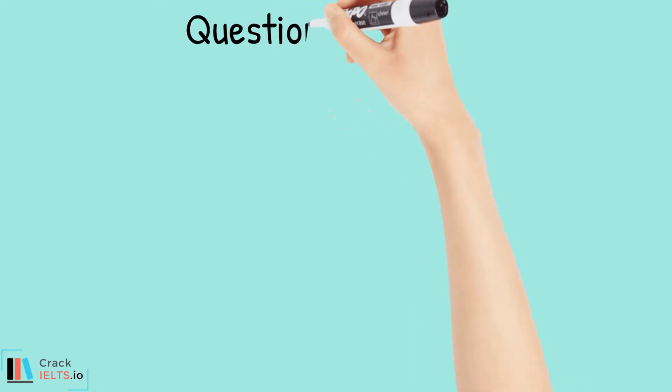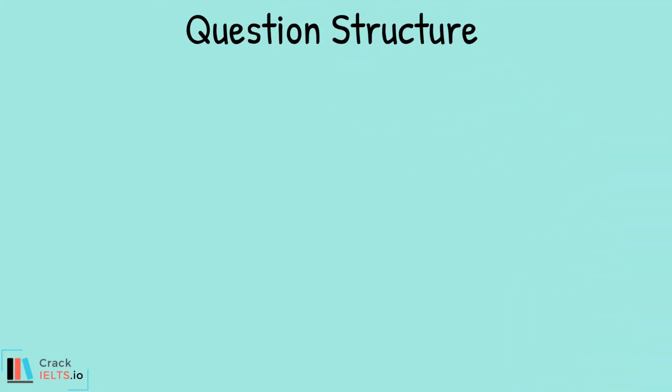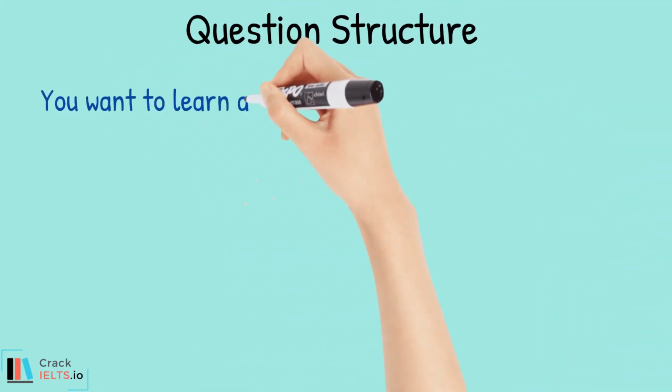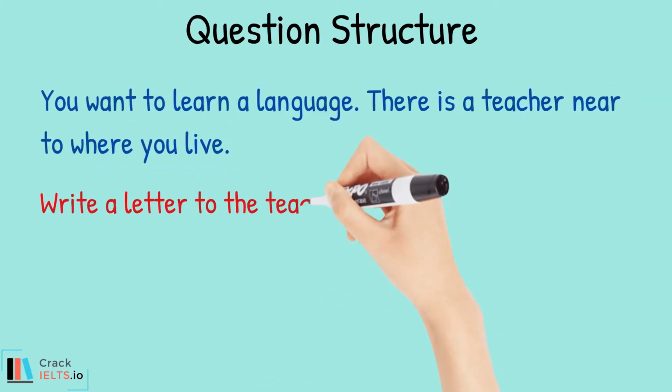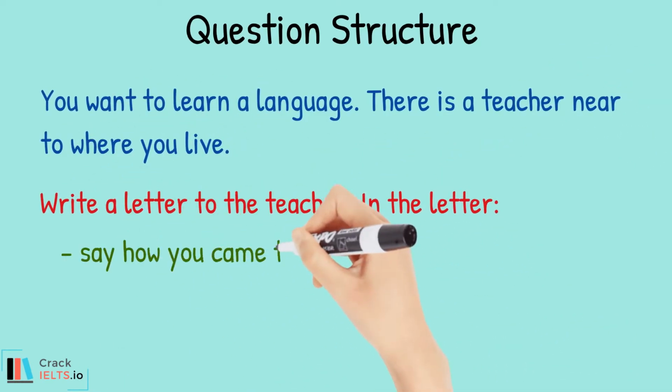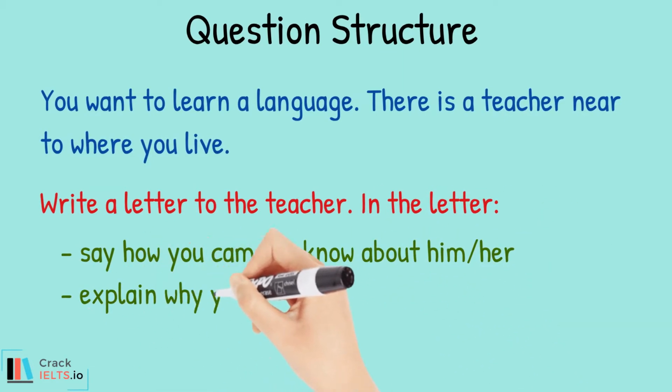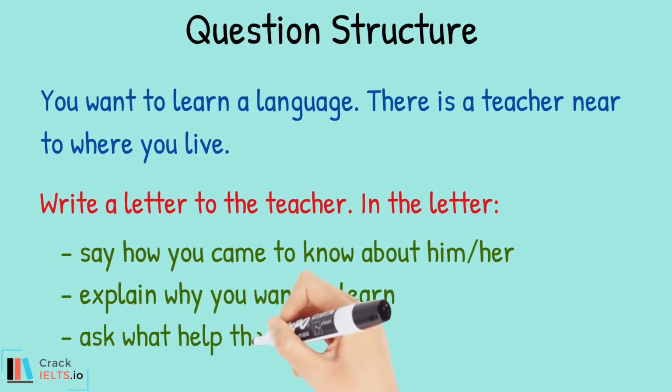Here is the sample question for a request letter color coded as per the structure. You want to learn a language. There is a teacher near to where you live. Write a letter to the teacher. In the letter, say how you came to know about him or her. Explain why you want to learn. Ask what help they can offer. Understanding this will help you to quickly analyze the question and plan your answer.